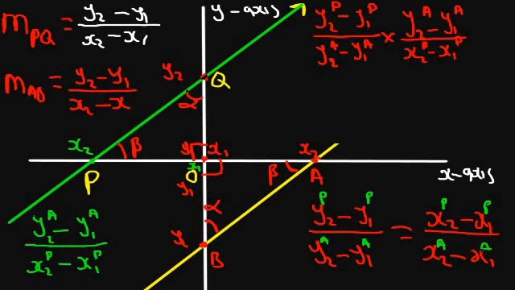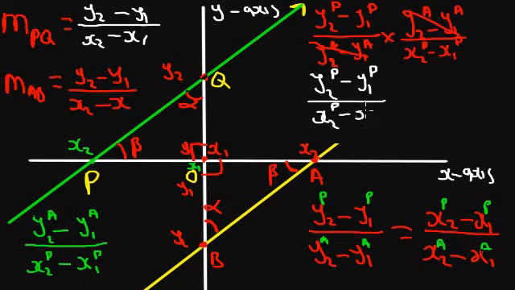Now, we can clearly see that y2 raised to a minus y1 raised to a will cancel each other, and we will be left with y2 raised to p minus y1 raised to p, all divided by x2 raised to p minus x1 raised to p. So I'm through with the left hand side. Let's express the right hand side as well.